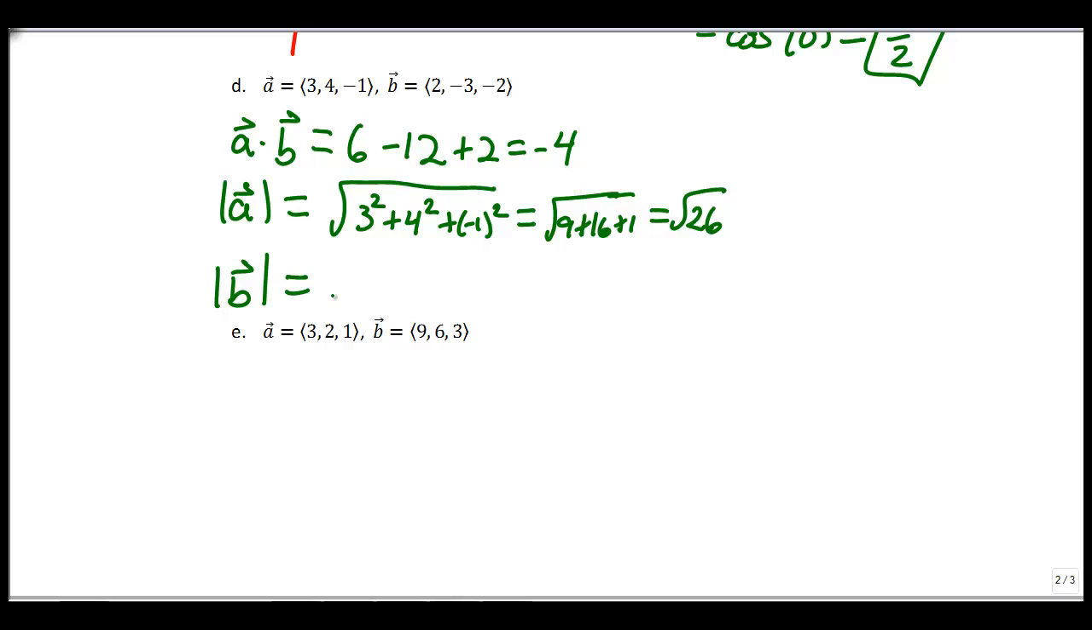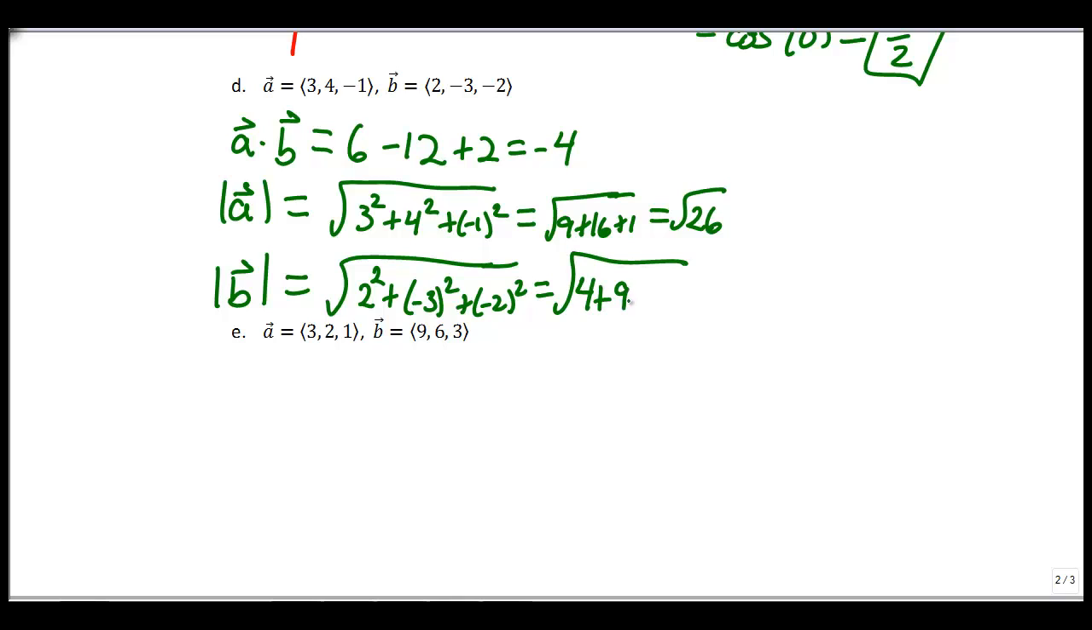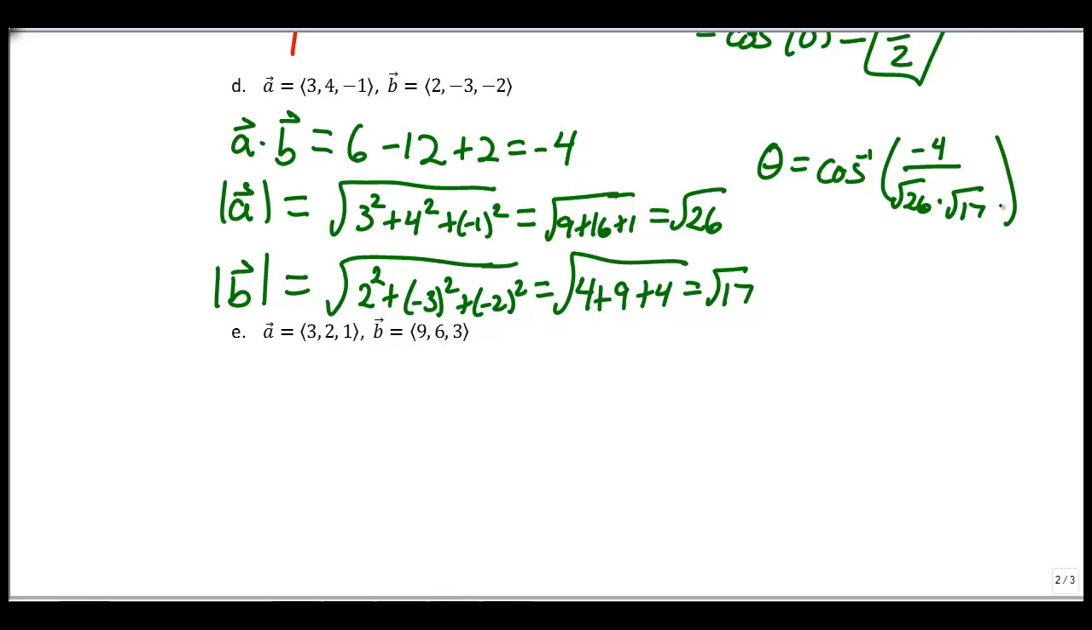And then the magnitude of B is the square root of 2 squared plus -3 squared plus -2 squared. So it's the square root of 4 plus 9 plus 4. It's the square root of 17. And so our theta is inverse cosine of A dot B, which is -4, over magnitude A, square root 26, magnitude B, square root 17. You could, I guess, multiply 26 by 17 and write that down as one square root. I'm fine with this here.